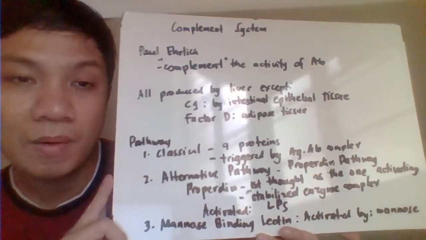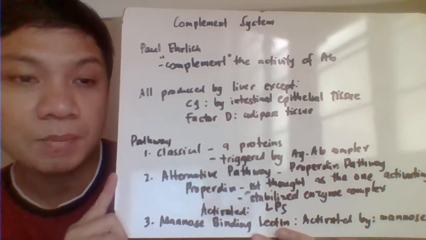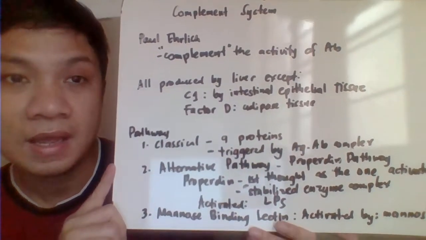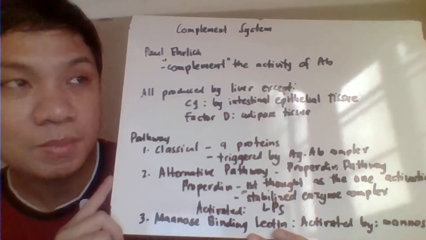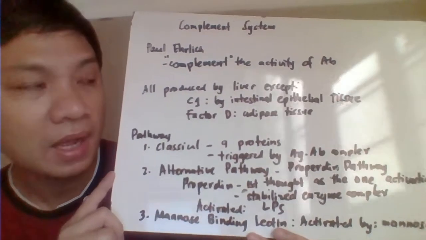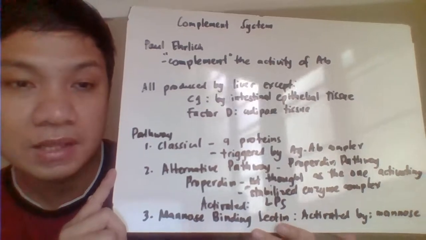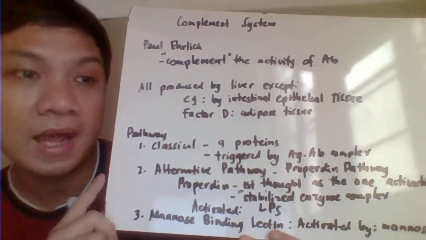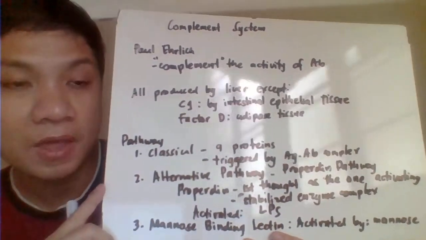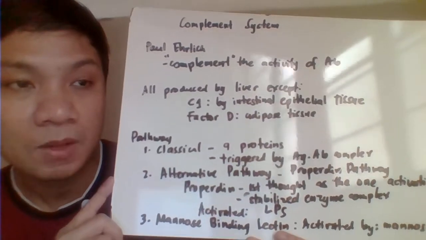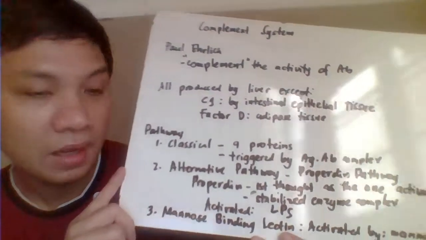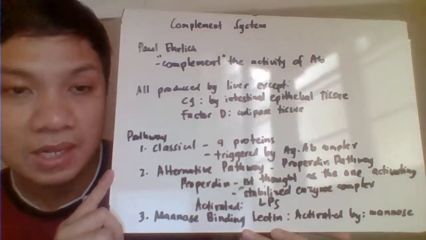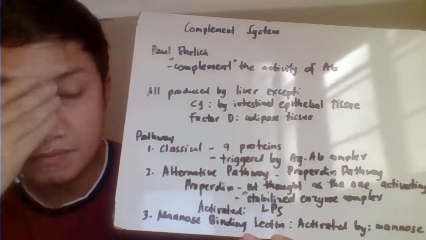Okay, so all our complement components here are actually produced by our liver, being proteins, except your C1, which is produced by our intestinal epithelial tissue. And we also have the part of your alternative pathway, the factor D, which is produced by the adipose tissue. Okay, so we have here the three pathways of our complement system activation.